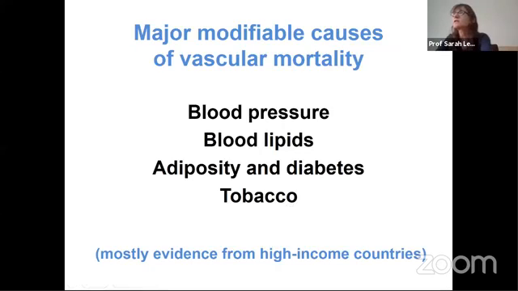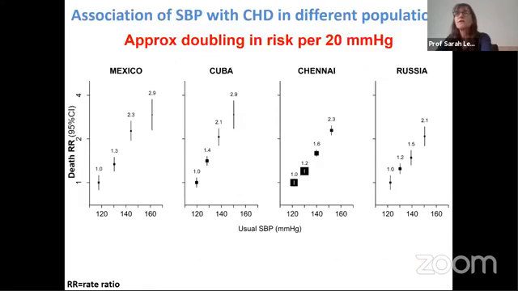And so today I'm just going to spend most of the time talking about adiposity. What do we know about adiposity from other parts of the world, not just the high income countries? What have we learned? But first of all, I just want to put that in perspective to show some results on blood pressure from around the world. So here are the results from some studies that I've been involved in Mexico, Cuba, Chennai in South India and Russia. And you see that in all of those countries, there's a really consistent association between systolic blood pressure and coronary heart disease, mostly heart attack.